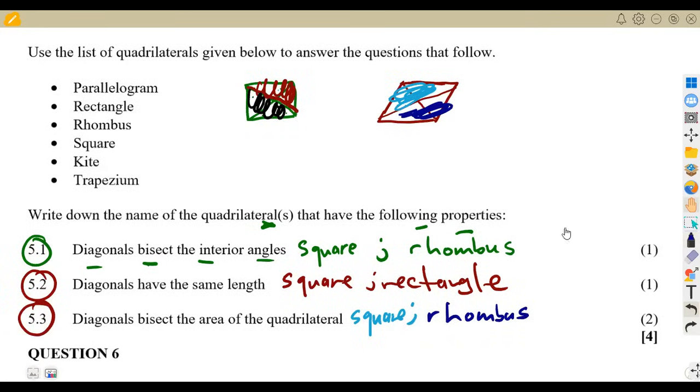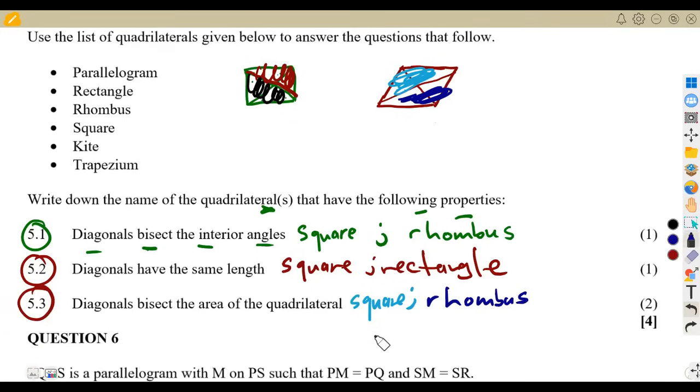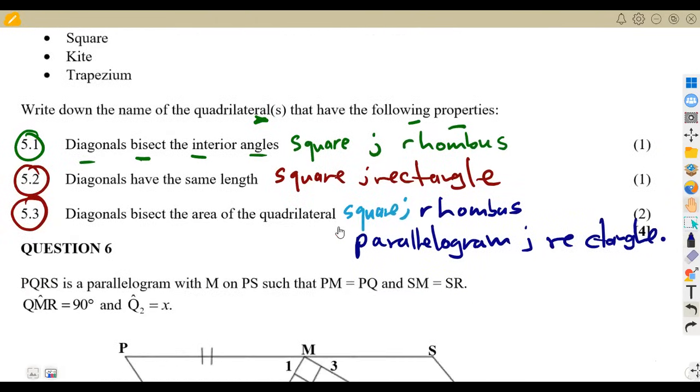Also on a parallelogram it is going to happen, and also on a rectangle. So you are just going to write any of these answers there. All right, so that was it on question 5.